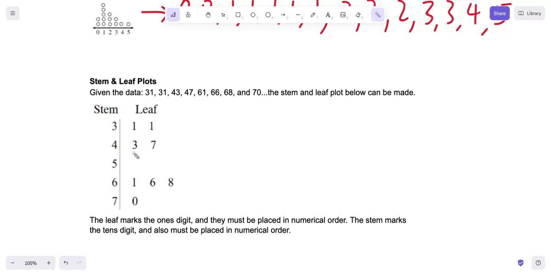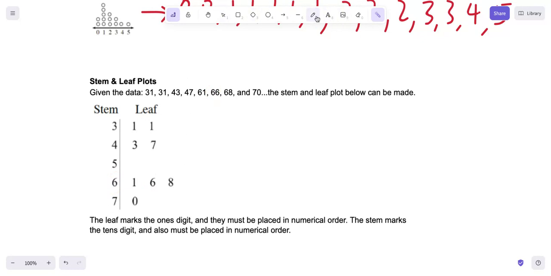That's up to you. One thing you have to make sure you're doing is that the leaves are in number order. For every row, the leaves are in number order. So this cannot be 7, 3. It has to be 3 first, then 7. Right here it has to be 1, then 6, then 8, because it's in number order. This isn't really 1, this is actually 61, because it's in a stem of 6, like right there. This isn't just a 6, this is 66, like right there.